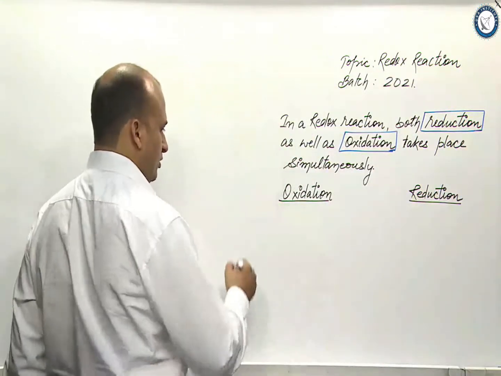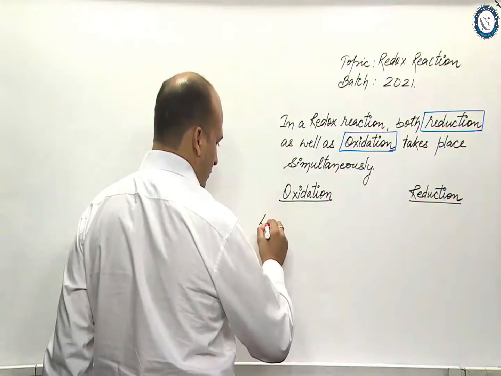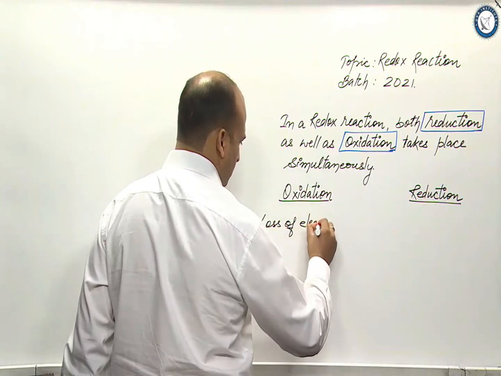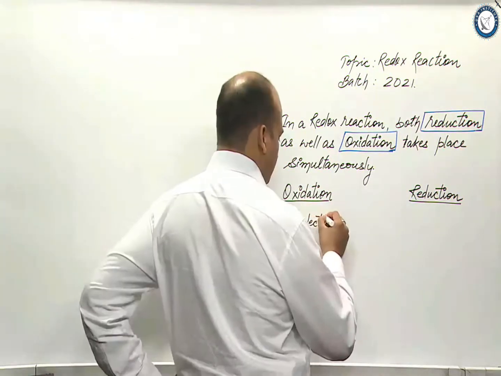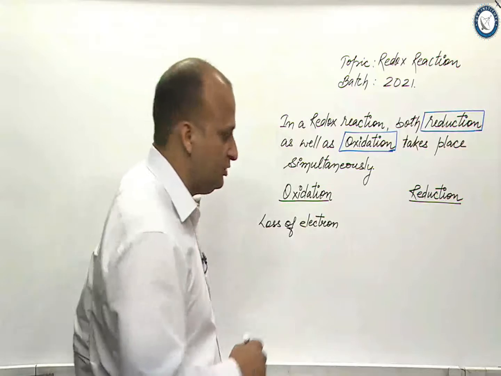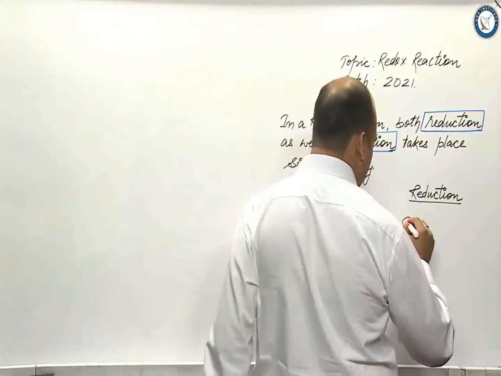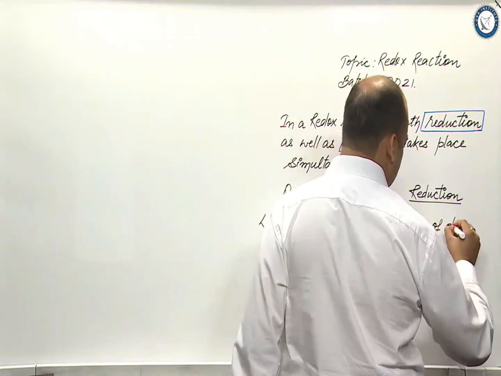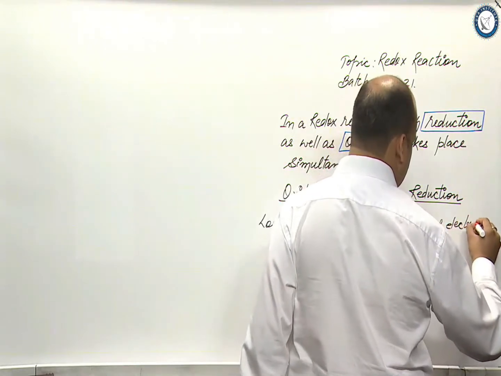Oxidation and reduction. What is oxidation? Loss of electron is termed as oxidation. Gain of electron is termed as reduction.